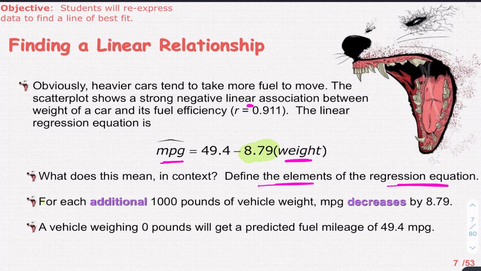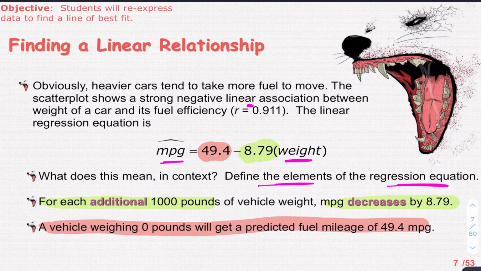Well, for every additional 1,000 pounds of vehicle weight, miles per gallon will decrease by 8.79. What else should we be able to identify? Our y-intercept. So we always interpret both of those values. A vehicle weighing 0 pounds will get a predicted fuel mileage of 49.4 miles per gallon.